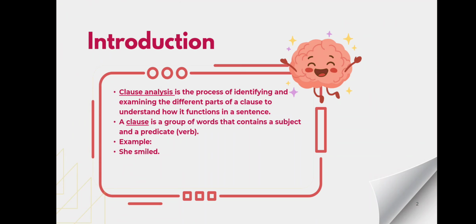Clause analysis is the process of identifying and examining the different parts of a clause to understand how it functions in a sentence. First, let's understand what a clause is. A clause is a group of words that contains both a subject and a predicate, the predicate that shows the verb. For example, she smiled. She is the subject and smiled over here is the predicate, the verb that shows an action.